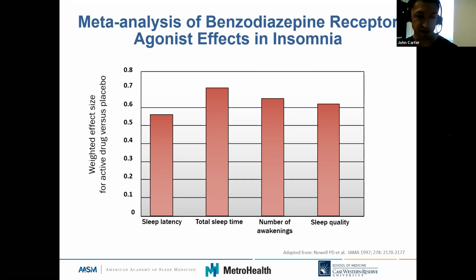As a reminder, an effect size below 0.5 is considered kind of small. Between 0.6 and 0.7 is average, and above 0.8 is large. So most of these metrics have at least a moderate effect size in response to benzo agonists.